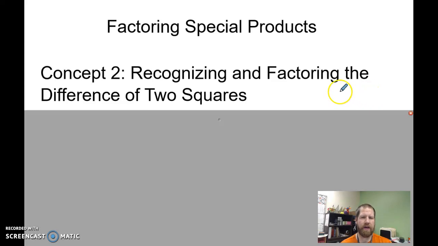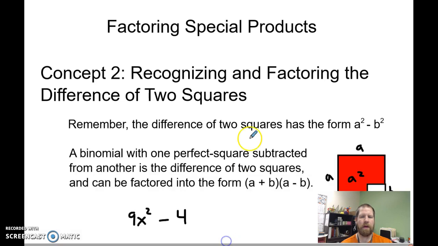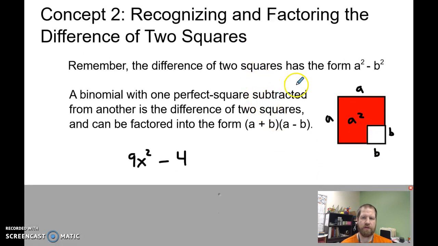Concept 2, recognizing and factoring the difference of two squares. Alright, so remember that the difference of two squares looks like a squared minus b squared. Okay, pretty straightforward. Graphically, this is what it's going to look like.